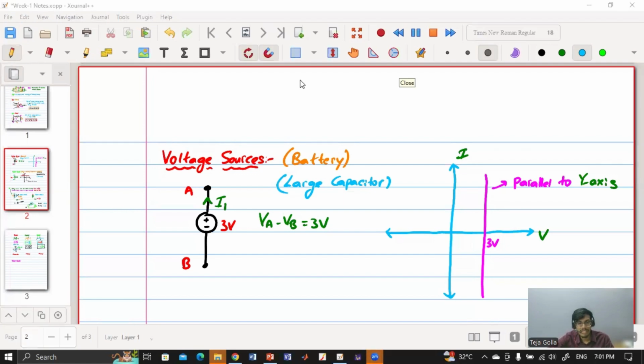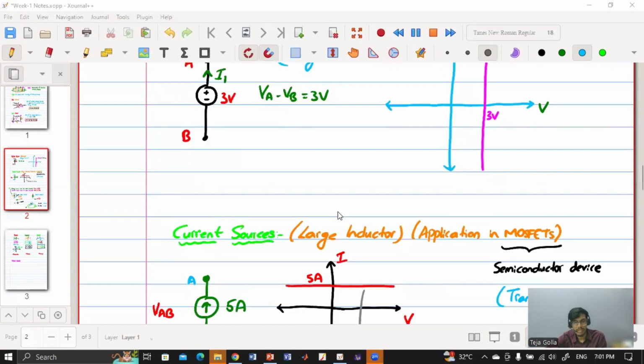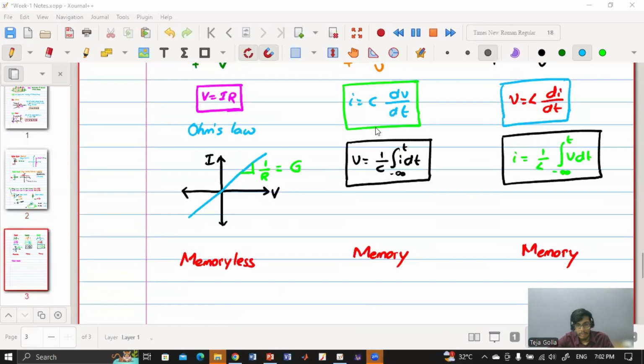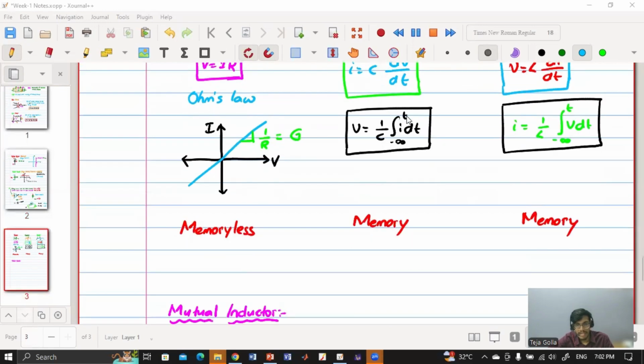How is a capacitor considered as a voltage source? Okay, that also I'll tell you. And the inductor is considered as a current source. So basically, I is equal to C dV by dt, right?